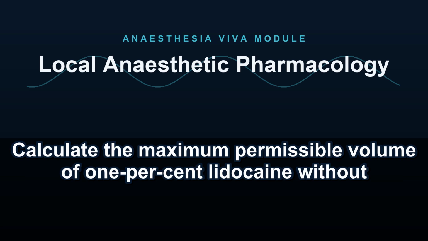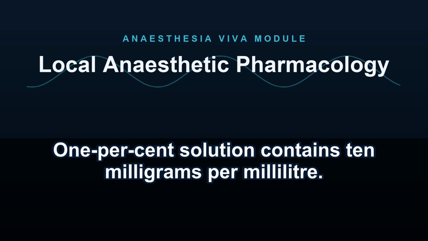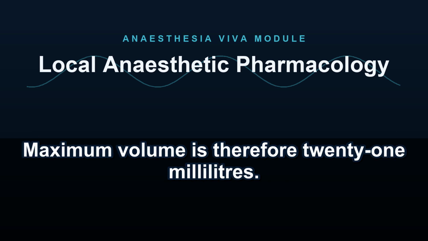Calculate the maximum permissible volume of 1% lidocaine without adrenaline for a 70 kg adult. 1% solution contains 10 mg per milliliter. Maximum dose at 3 mg per kilogram is 210 mg. Maximum volume is therefore 21 milliliters.